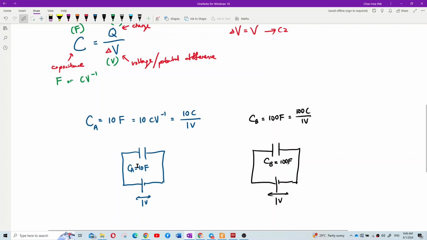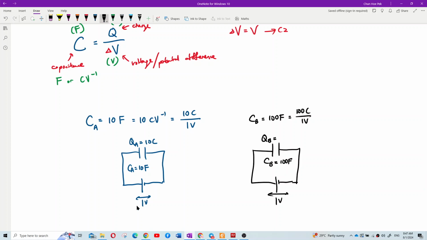So between A and B, which one stores more charge? You see, this 10 farad, if you charge it up with a 1 volt battery, how much charge will it store in the capacitor? 10 coulomb. It stores 10 coulomb. So capacitor A stores 10 coulomb for 1 volt. For the 10 farad capacitor, it can store 10 coulomb per volt. But for capacitor B, how much charge does it store?